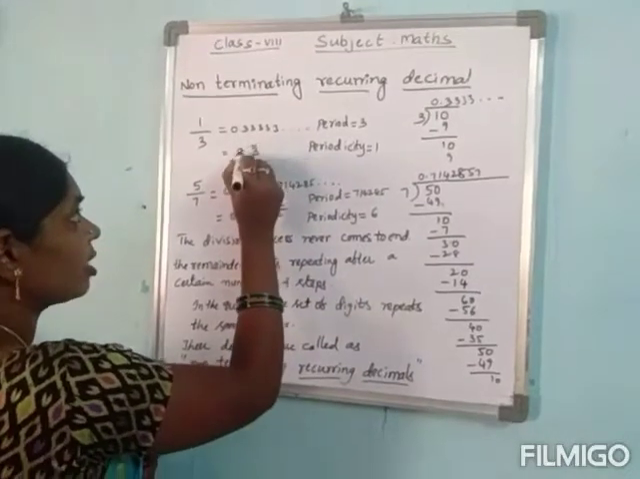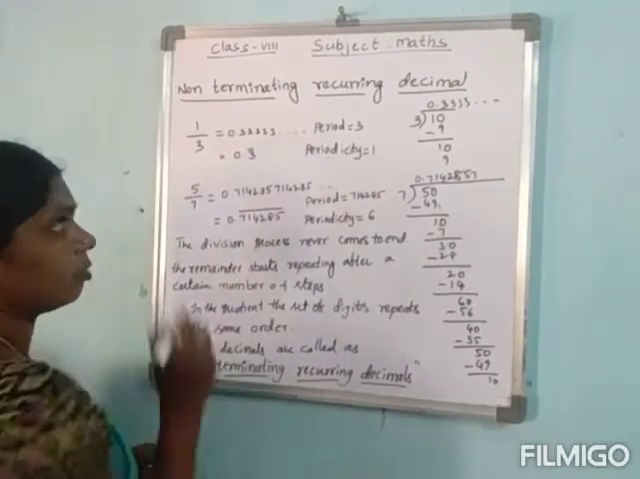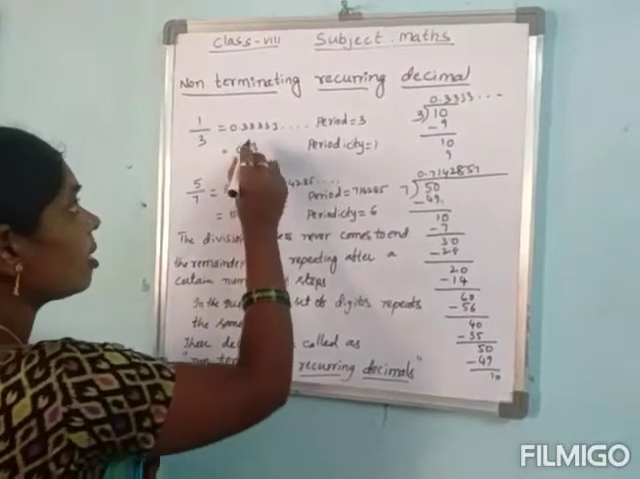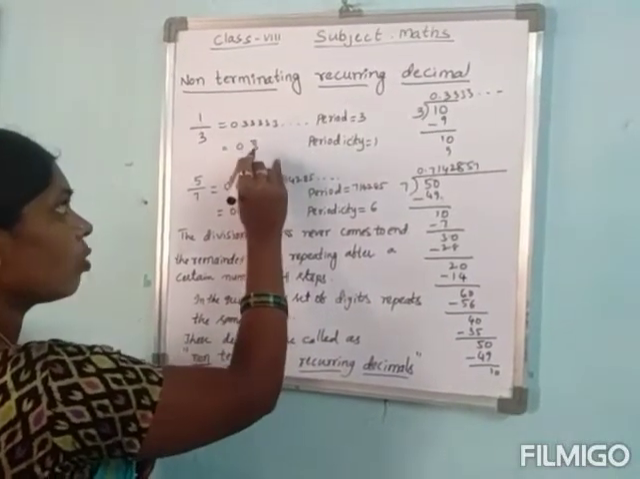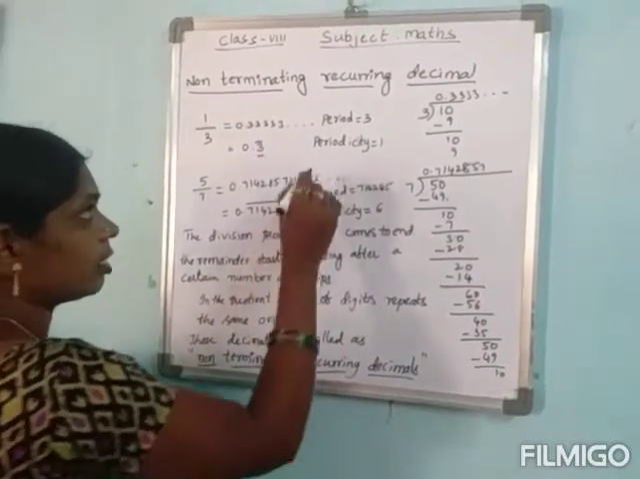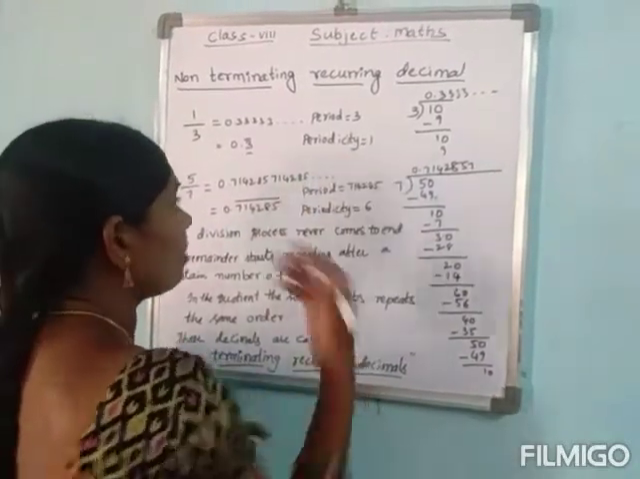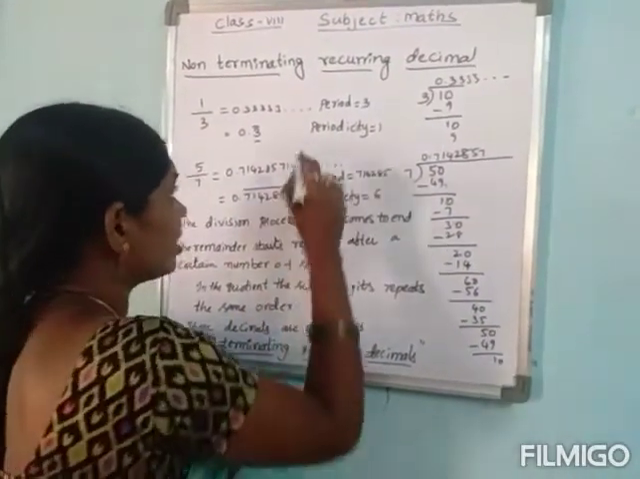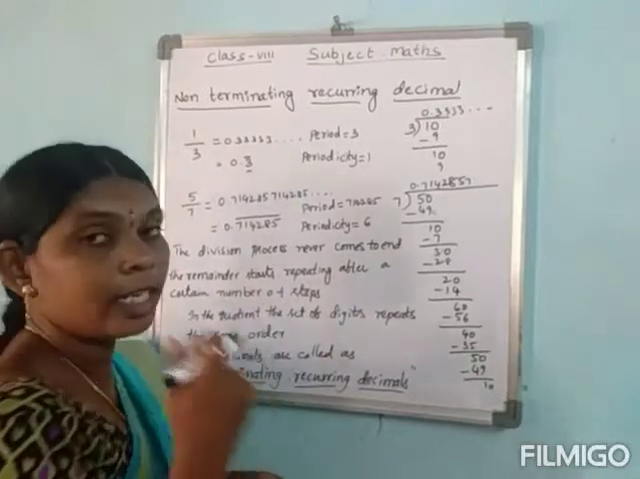So we can write 0.3 bar. How many numbers are repeating here? Only one number is repeating. That is called periodicity. How many numbers are repeating, that is called periodicity. Only one number is repeating again and again.